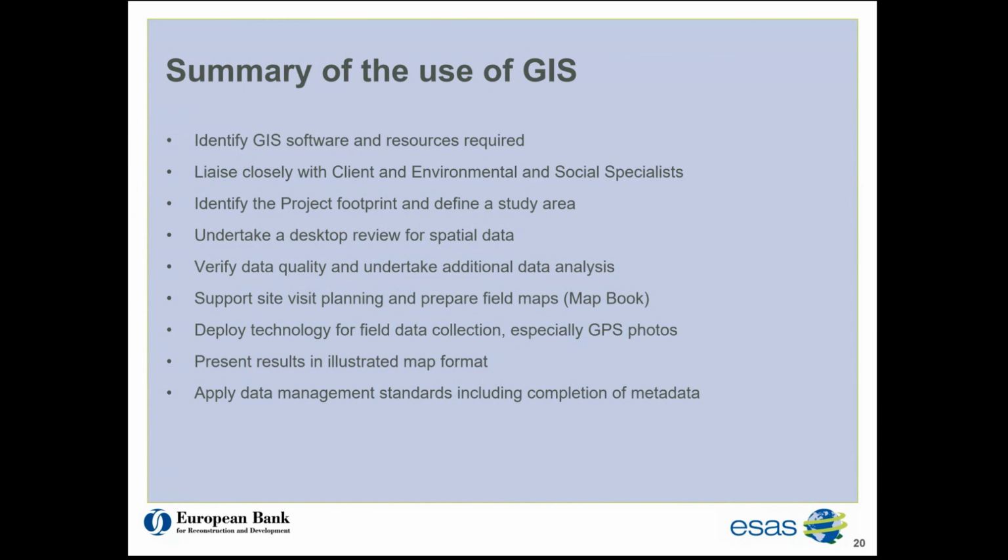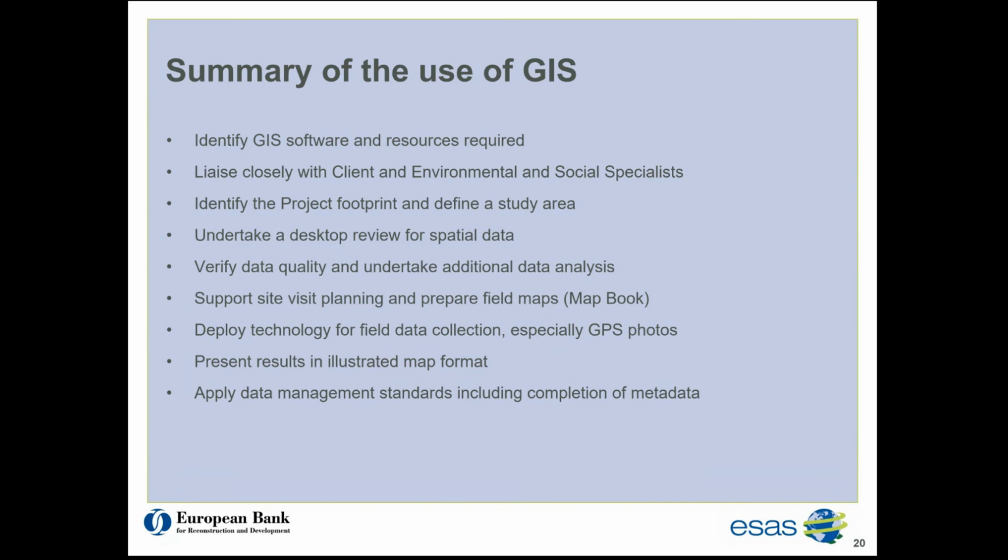To then liaise closely with both the client for access to their GIS data holdings and also the project's environmental and social specialists to really understand and define the study requirements. The next step then is to identify the project footprint and all of the data sets that are available in support to defining an initial study area. Once this initial study area has been defined, the GIS specialist can then undertake a broader desktop review of the many available sources for spatial data that we've seen, including those in the public domain. The GIS specialist should then compile the data, review and verify the data quality, and undertake any additional data analysis where that's required.